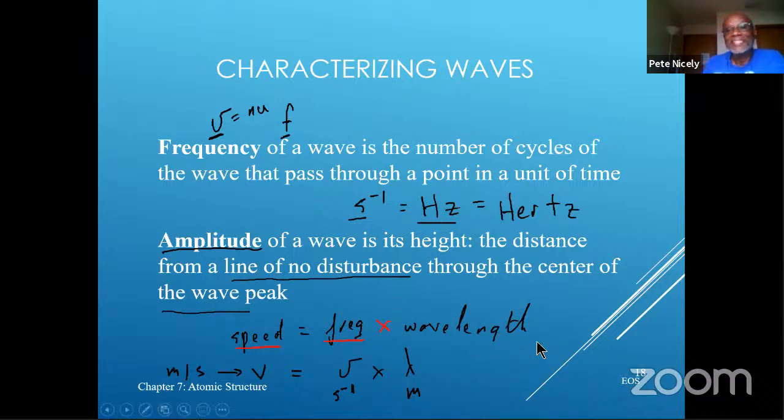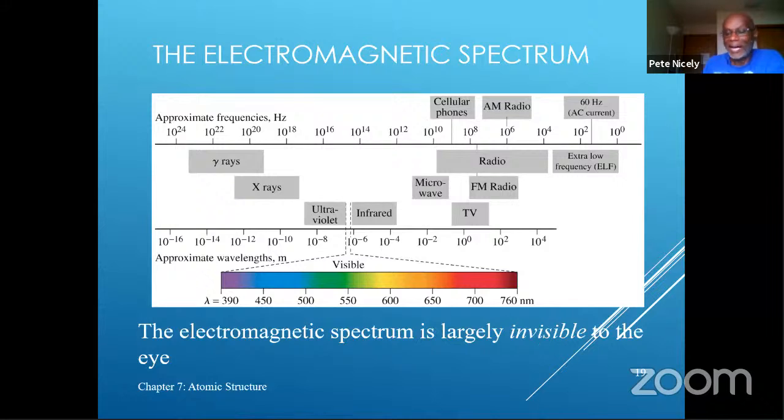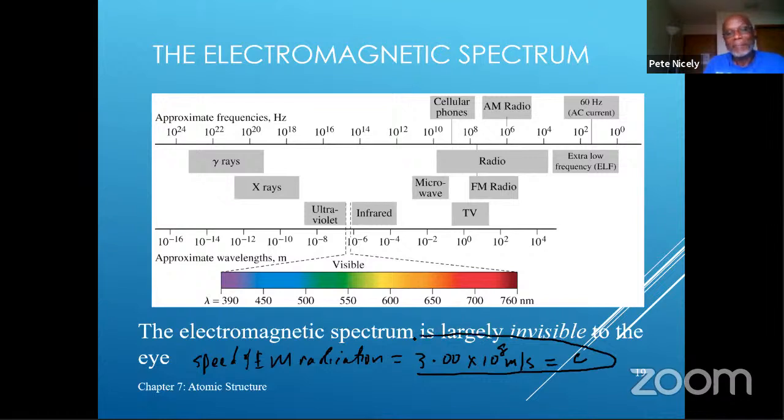It turns out that in the case of electromagnetic radiation, the speed is constant in a vacuum. So the speed of electromagnetic radiation is a constant, and that constant is equal to 3.00 times 10 to the 8 meters per second, all right? And the symbol that is used to represent it is C. So this is a constant, that doesn't change, right? The speed of electromagnetic radiation is always going to be 3.00 times 10 to the 8 meters per second.